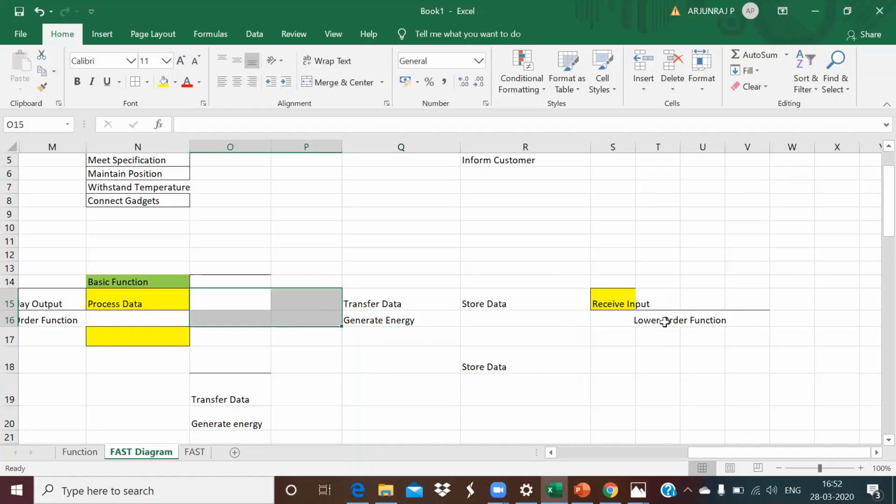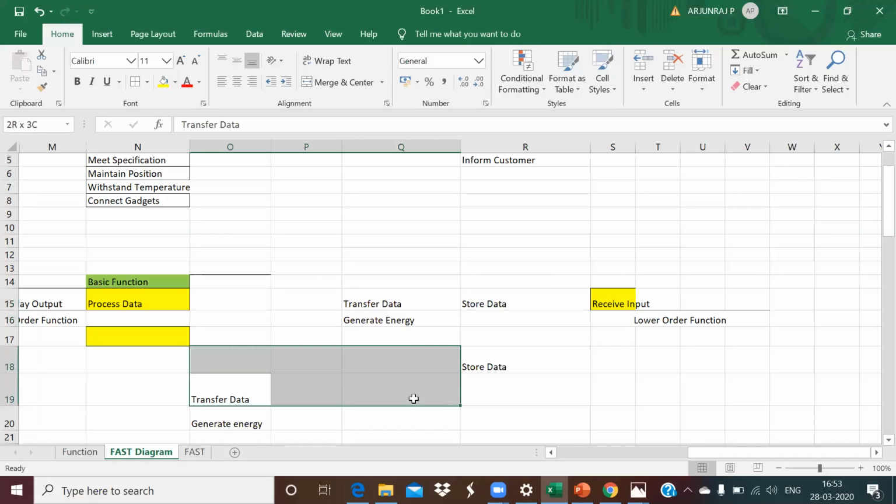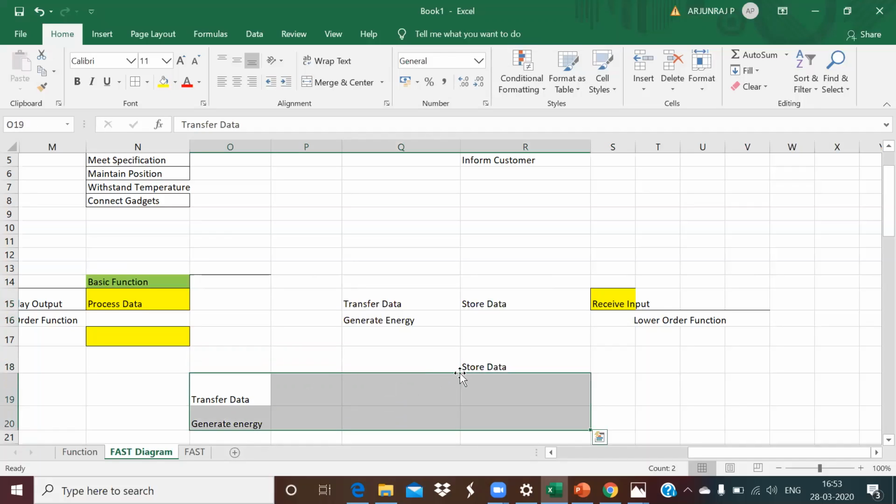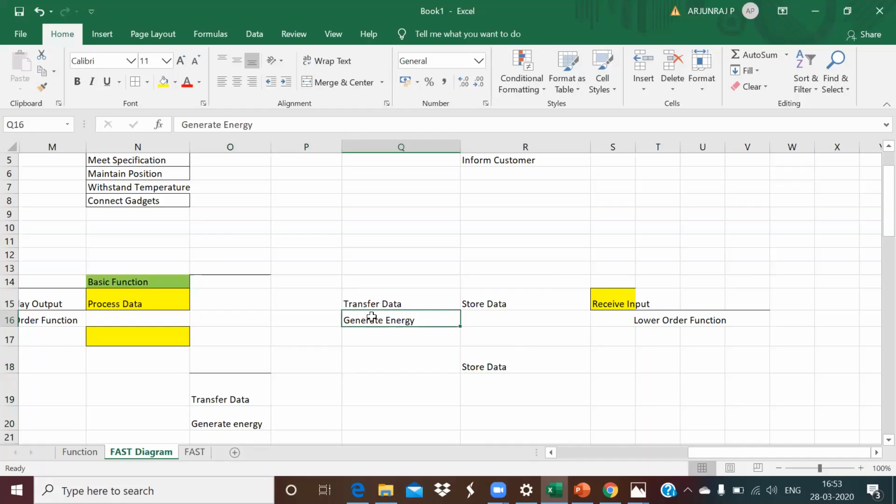I am receiving the power. After receiving power, the function of the battery comes in: it stores energy. Then you can generate the energy. When you are generating energy, you can put all the data together, transfer data, and store data.